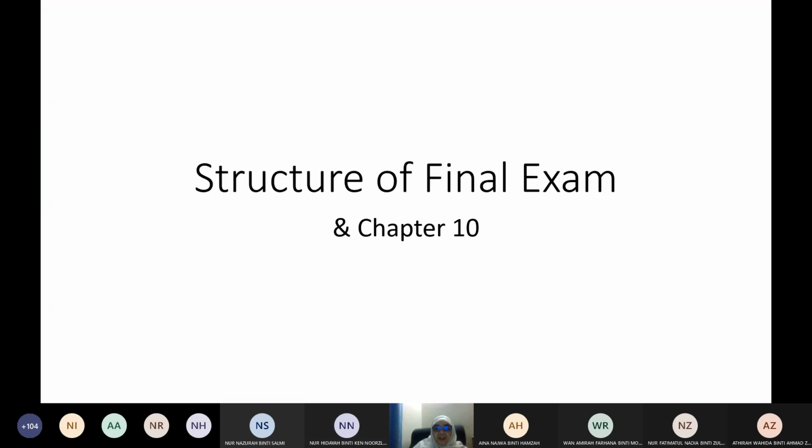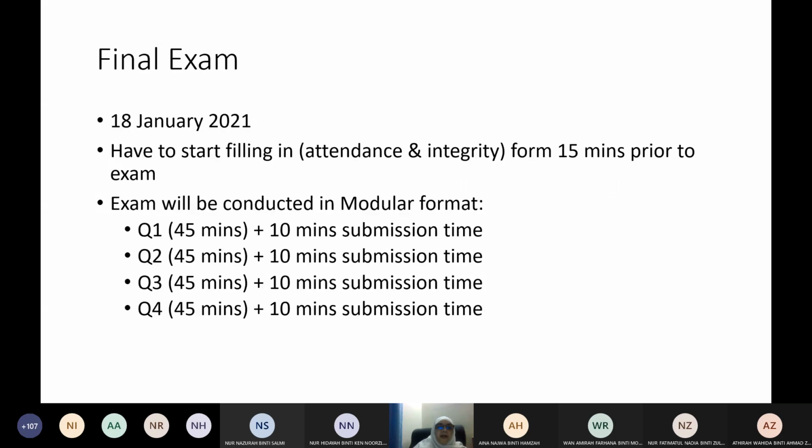Generally, I'll first start with the structure of the final exam and basically what you need to know for the final exam. Your FAR 5 paper will be the following Monday, which is the 18th of January. 15 minutes before the exam, you will have to join whichever platform we're using. I will try and use Google Meet and emails.